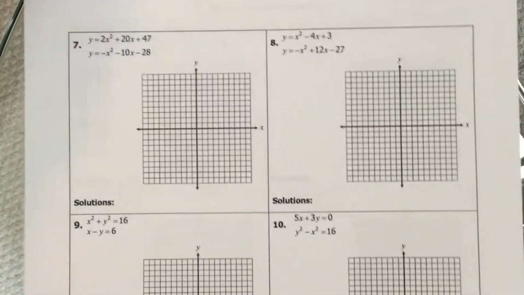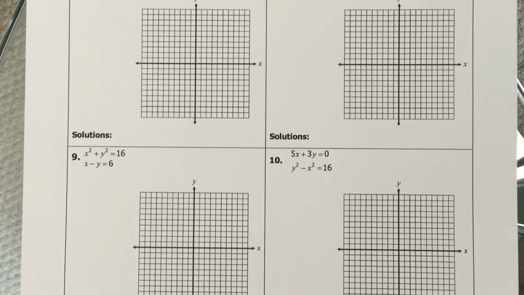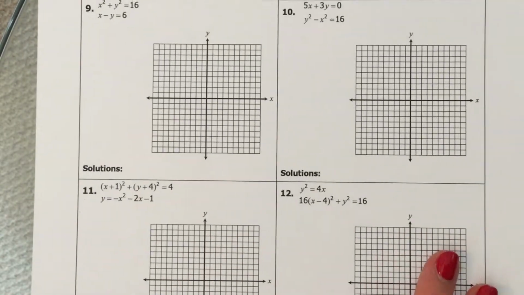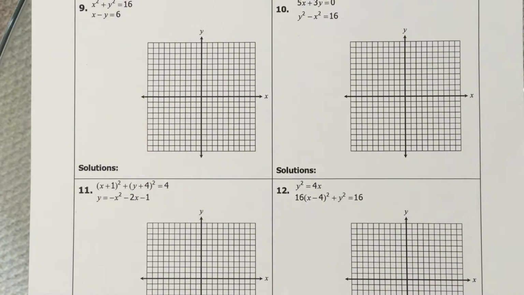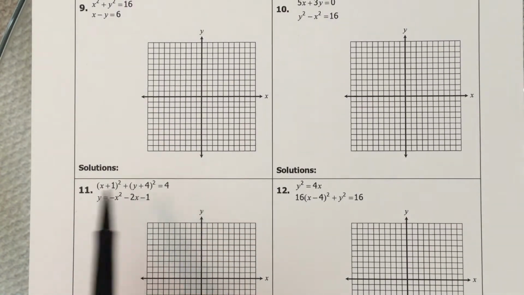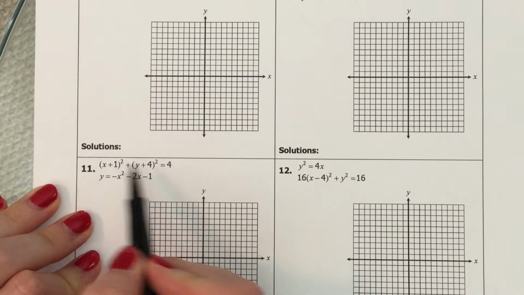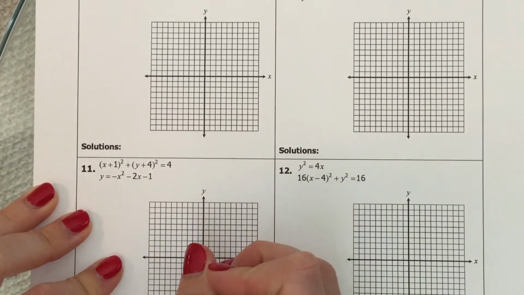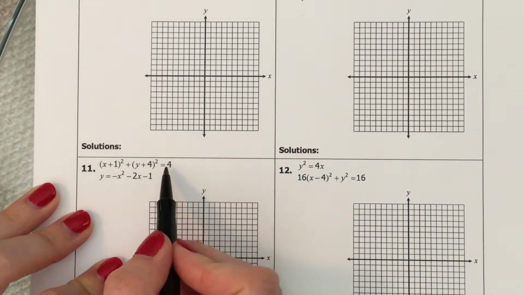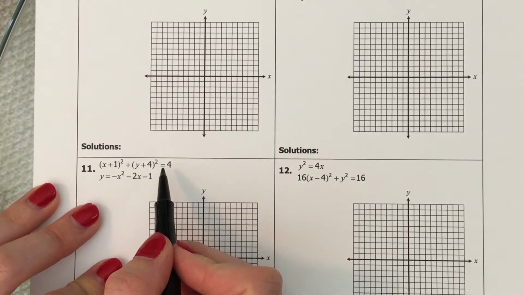Let's find something that's not just parabolas. How about number 11, which has a circle down there. Let's take a look at number 11. This first one is a circle. It's in standard form. It's perfect. It's ready to go. So the center of the circle is -1, -4. So we can start there. And then the r squared is 4, so that means the radius is 2.